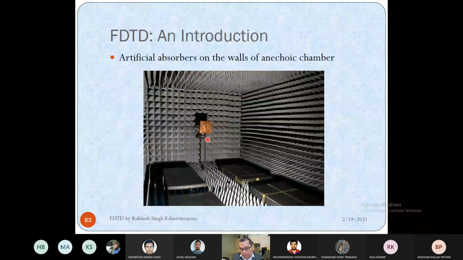The signal which has gone from the transmitter should directly come to the receiving antenna. It should not come after reflection from the wall, ceilings, or floor. It's going to interfere. That's called multipath, and that's going to create a lot of difficulty in the measurement. So we put this kind of wedges in the walls, and they will absorb the waves, so there won't be any kind of reflection. That same idea people have used in the FDTD simulation. That's what we're going to see.